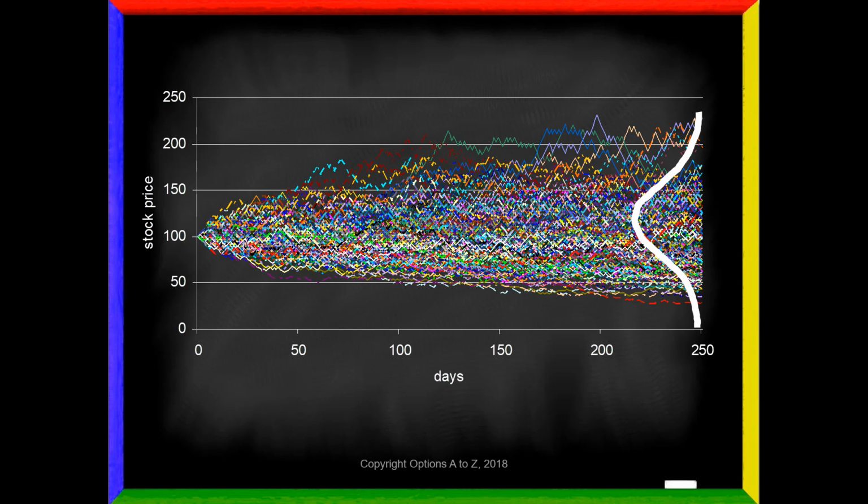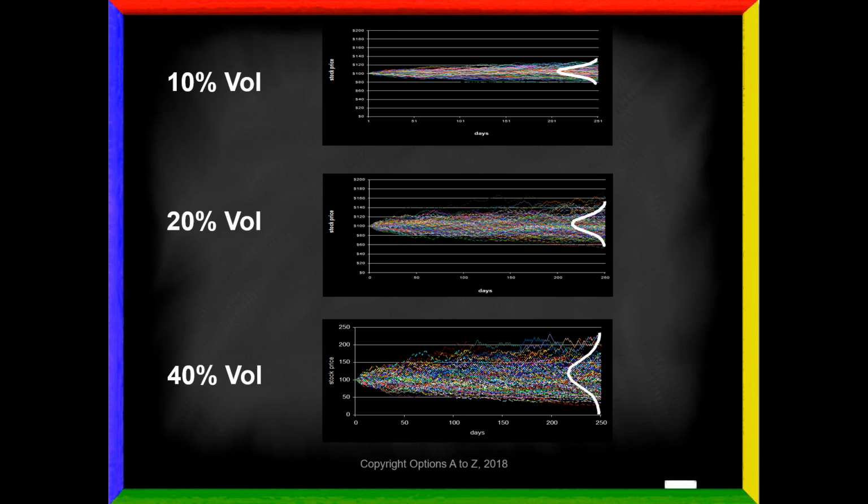So let's compare 10%, 20%, and 40%. You can see the 10% one is very focused, like a flashlight beam. But as we start increasing the volatility, those potential prices start to spread out. Notice the bell curves on top, very tall and skinny, what we would call a very small standard deviation, or in stock market trading terms, a very low volatility.